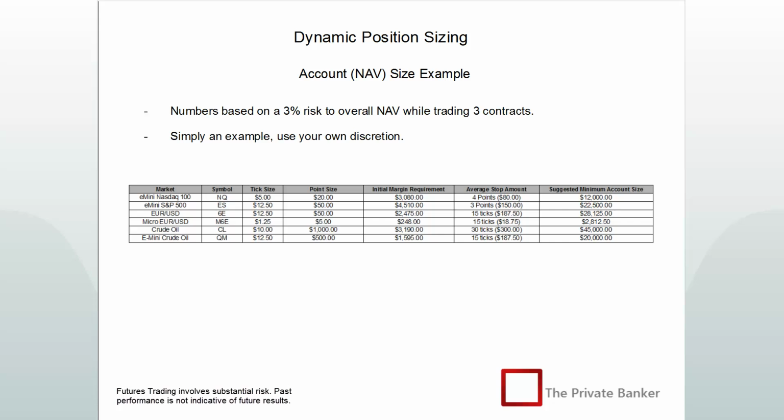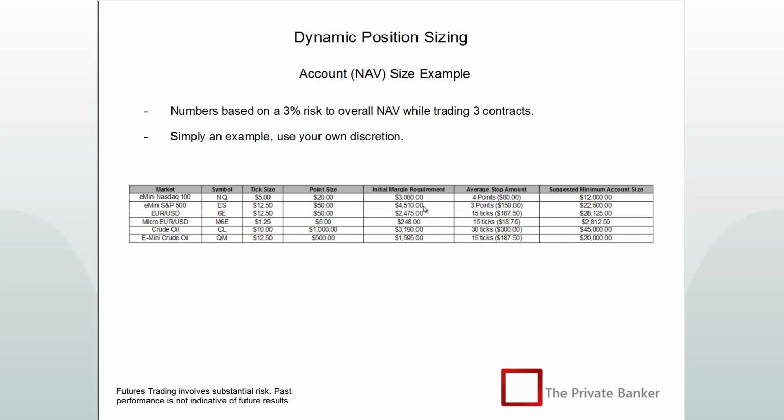So if we look here, let's start at the top with the NASDAQ. 4 points average risk. I don't know if that's really accurate, that's a pretty tight stop, but based on that amount, you'd need to have at least $12,000 in your account to be trading 3 contracts there. With the S&P E-mini, 3 points average risk comes out to about $150 a contract. You should have roughly $22,500 in your account there. Again, these are just round numbers based upon a 3% number.